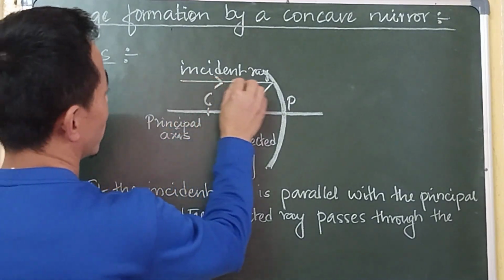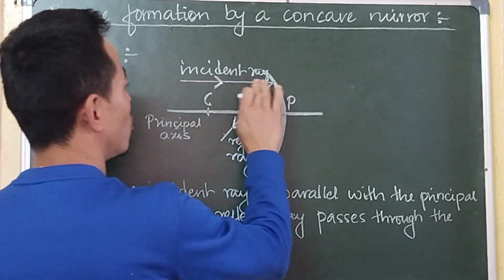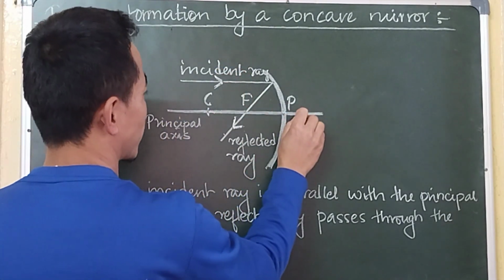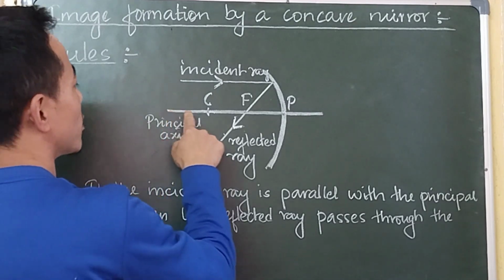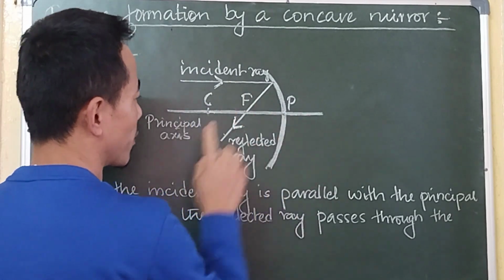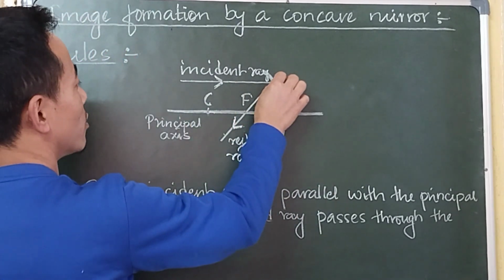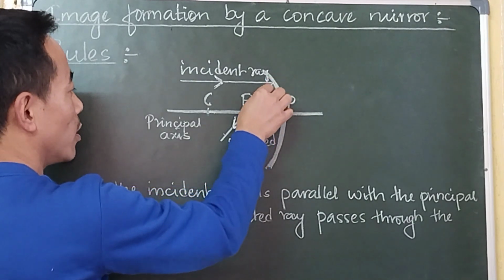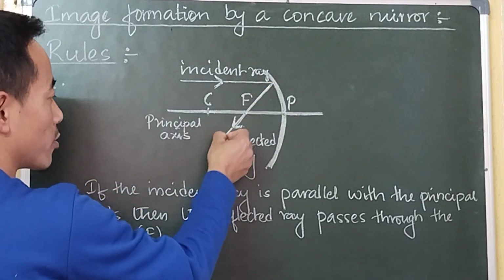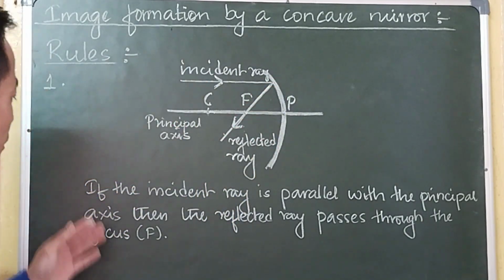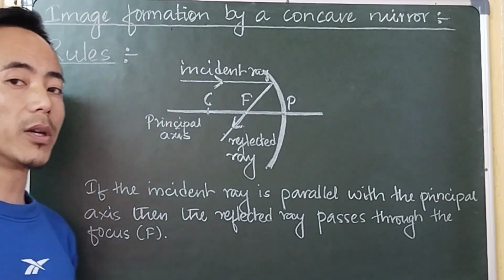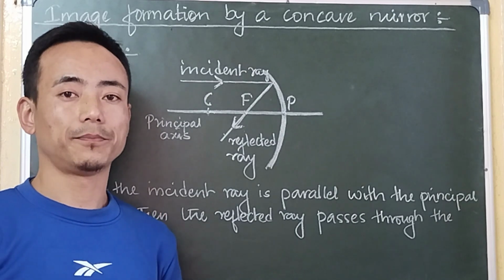Here we have this incident ray. The incident ray is the ray which is coming towards the mirror. This incident ray, as you can see, is parallel with this principal axis. The principal axis is the line which passes through the center of curvature and the pole. So our incident ray is parallel with the principal axis, and the rule says that after reflection from the mirror, it must pass through the focus F. This point is the focus F here. So after reflection, it passes through the focus. Here you can see the statement: if the incident ray is parallel with the principal axis, then the reflected ray passes through the focus. So this is rule number 1.